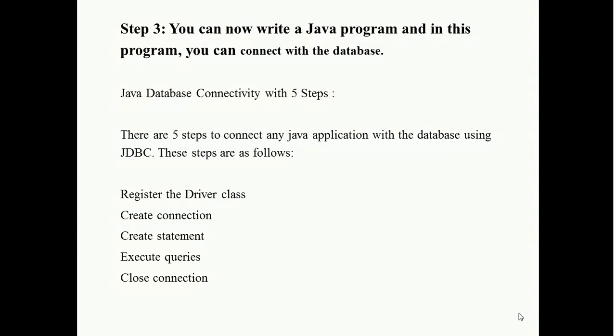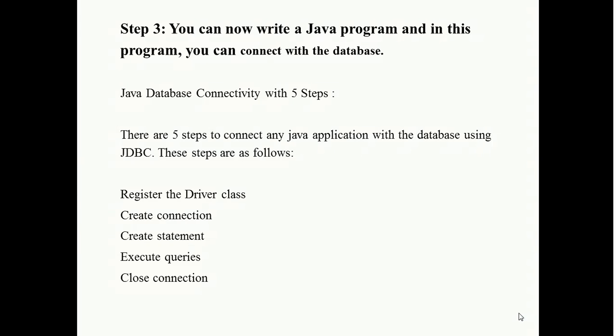And previously we saw the steps to connect the JDBC ODBC driver with the database. So in the last step 2, you only create a data source name for your database. And in the third step, you can write the Java program, and in that program we can follow these 5 steps. And for that we can connect with the database.